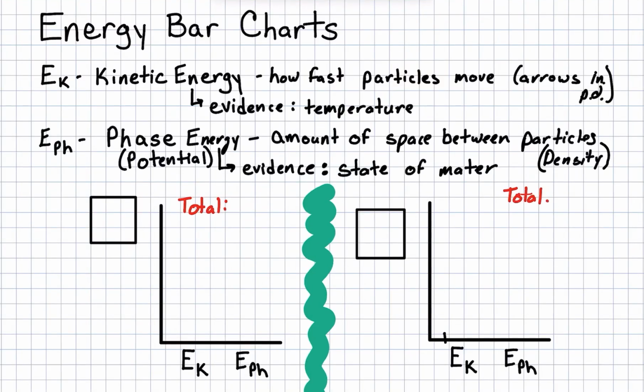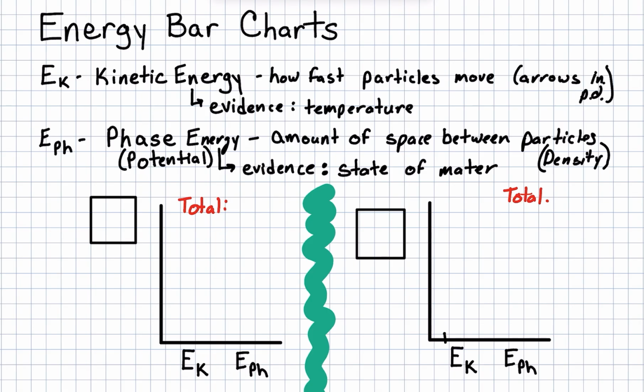In this video, we're going to talk about energy bar charts. Energy bar charts are just a way for us to visualize how the energy is changing when entering or exiting a system. And so there's going to be two types of energy that are represented. The first one is kinetic energy.